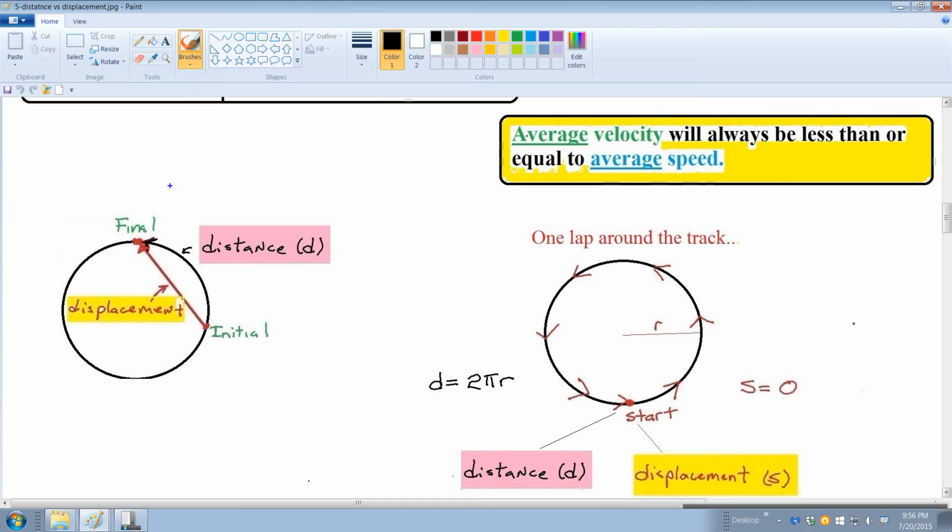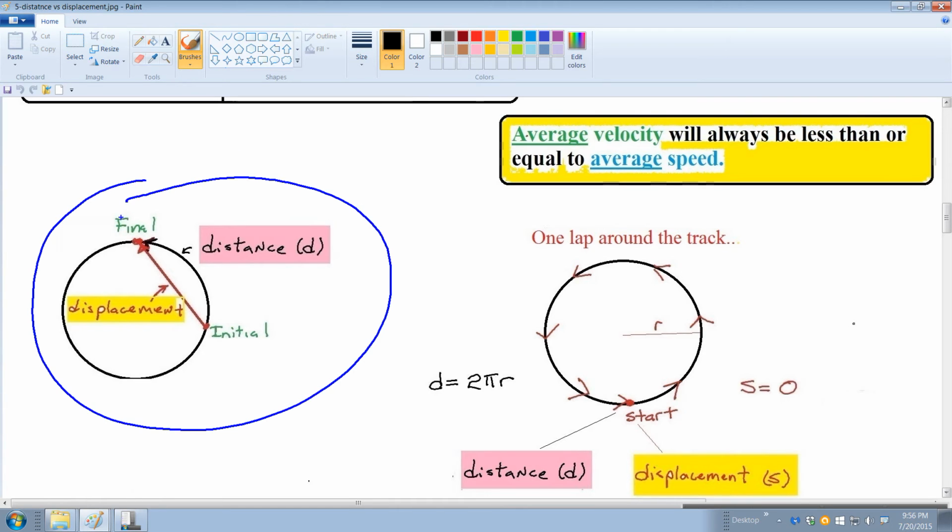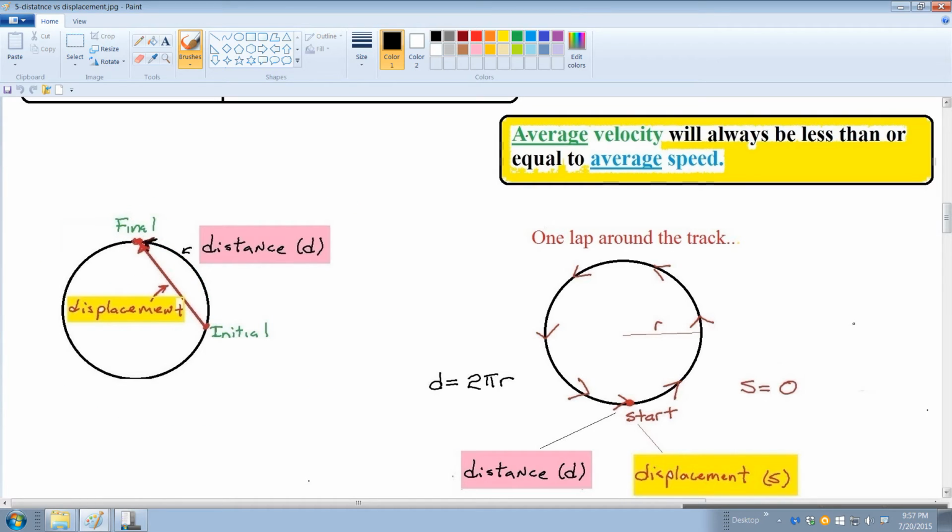So let's say you've got a circular path, and you went from initially here to here. The arc of this circle or this path would be the distance, but the chord between initial and final, this chord here, would be the displacement.